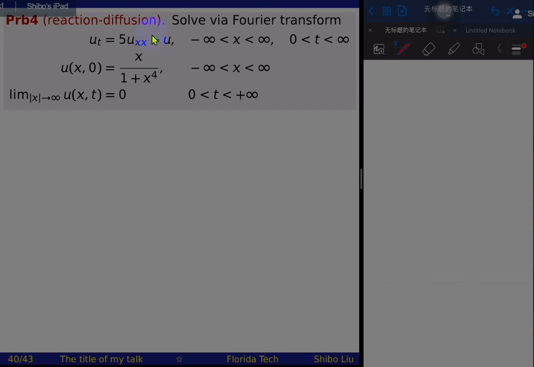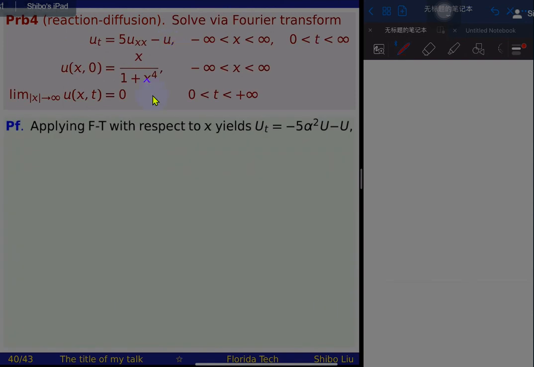Of course, we have never solved a reaction diffusion problem, but using the Fourier transform, the method is similar to what we did for the heat equation. So we apply the Fourier transform with respect to x, because x is the only infinite variable. t is only semi-infinite. The Fourier transform can only be applied to infinite variables. So we take the Fourier transform with respect to x.